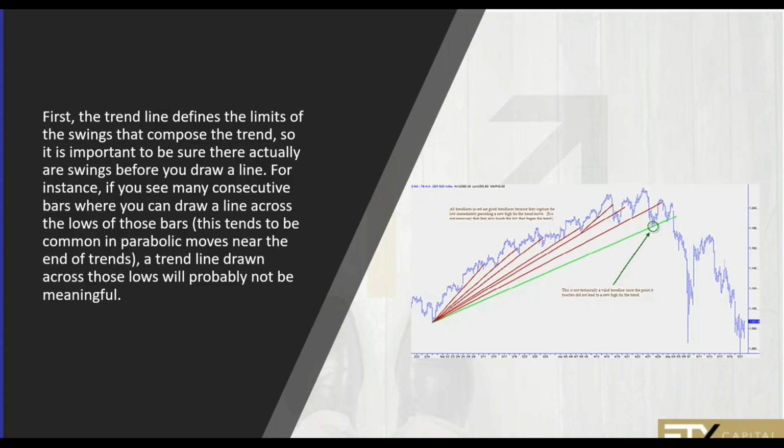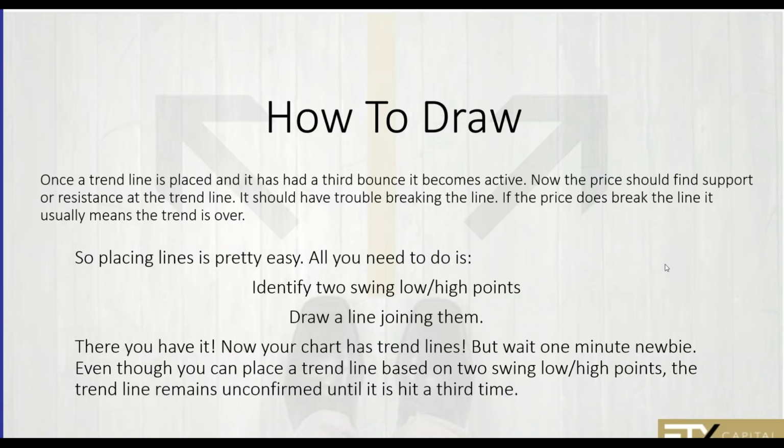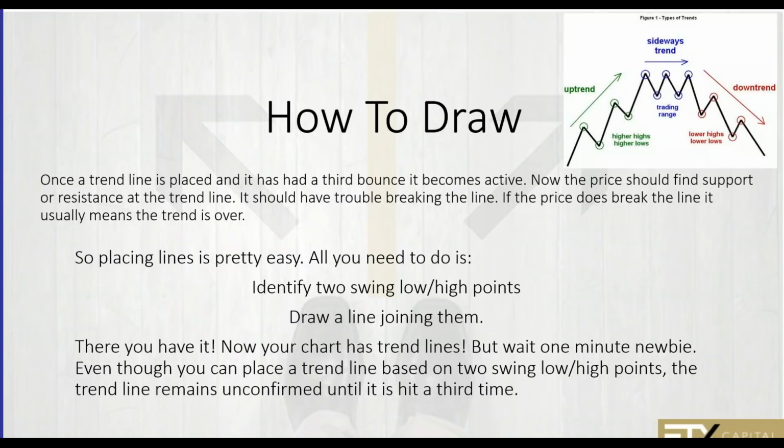bars before the low. So as you can see on here, we've had to redraw this trend line many times as prices move because we're redefining it based on price action. And now we have the current trend line here, which then was, see this touch here, it was very active, but then once it got broken, it was over. So all you really need is to identify two swing highs or two swing low points and draw a line connecting them. There you have it. Your chart has a trend line. But wait one minute. Even though you've placed a trend line based on two swing highs or swing low points, the trend line remains unconfirmed until it is hit a third time.